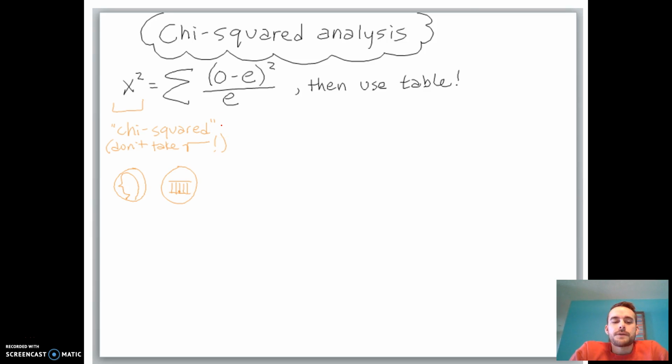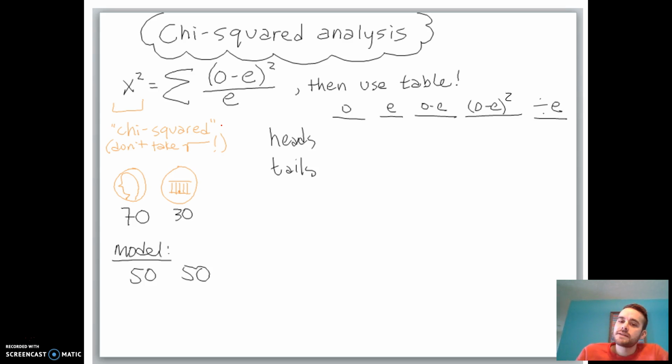So here's our situation. Let's say that we're going to flip a coin. You have two options when you flip a coin, heads or tails. And in this case, it's not going to be a trick coin. So let's say that I waste a lot of my life flipping coins, and I do this 100 times and get 70 heads and 30 tails. We'd expect in our model that we'd get 50-50, so that gives us an observed and an expected that we can go ahead and plug in.